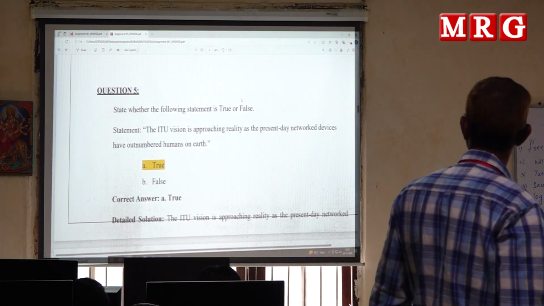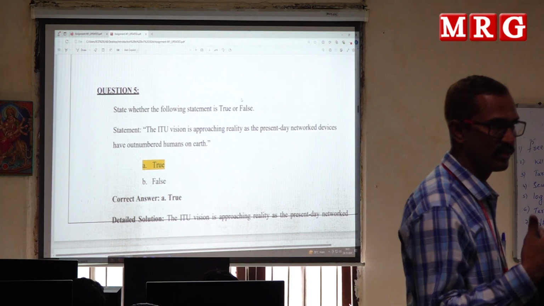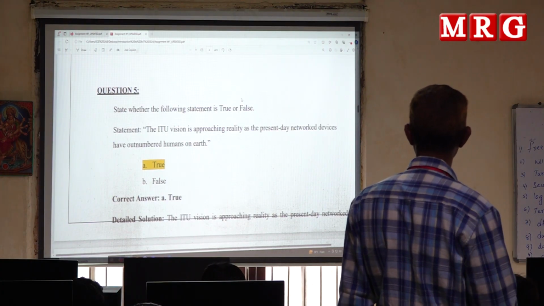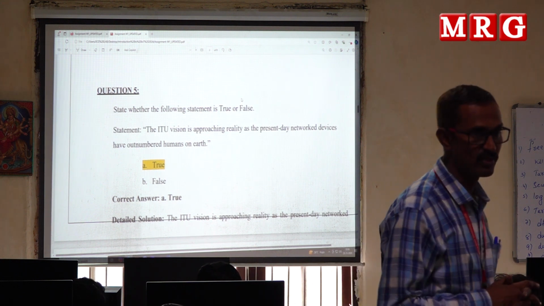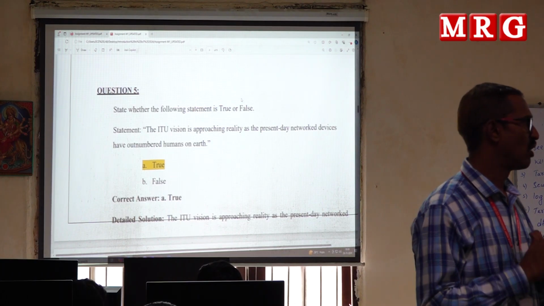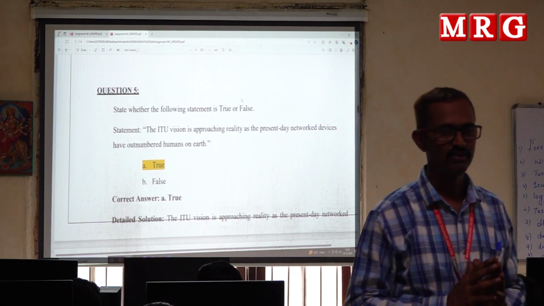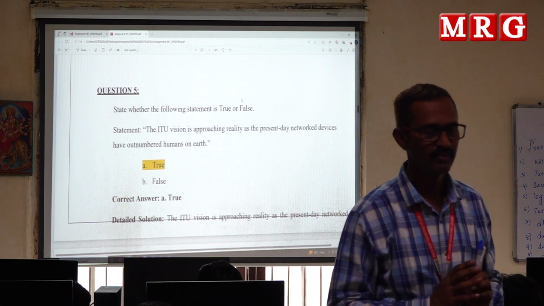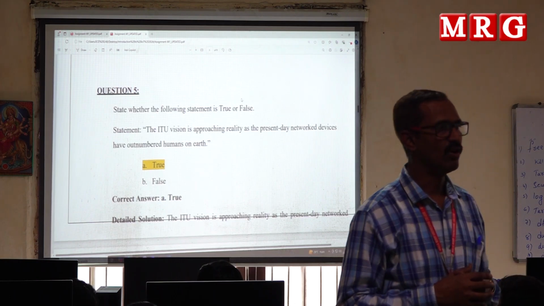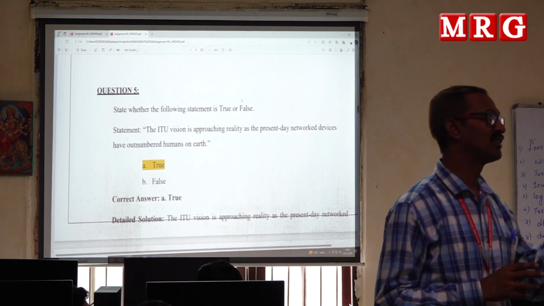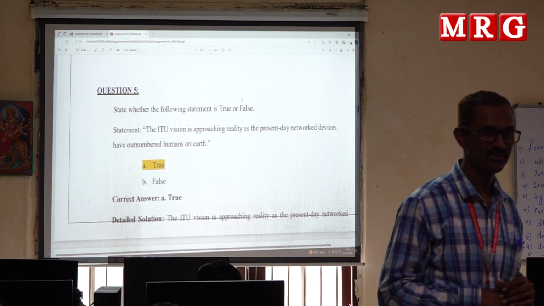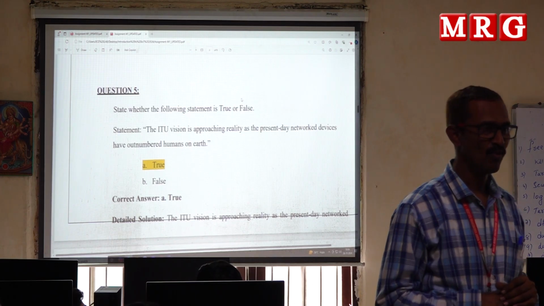What is their prediction? What is their vision on our IoT? It is approaching reality as the present-day network devices have outnumbered humans on Earth. What is the meaning of this? What is the world population? How much? 8 billion. Okay, worldwide population. Now how many IoT devices are there? It will be more than the world population.